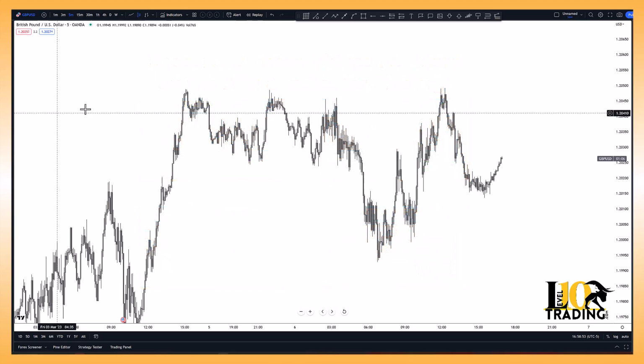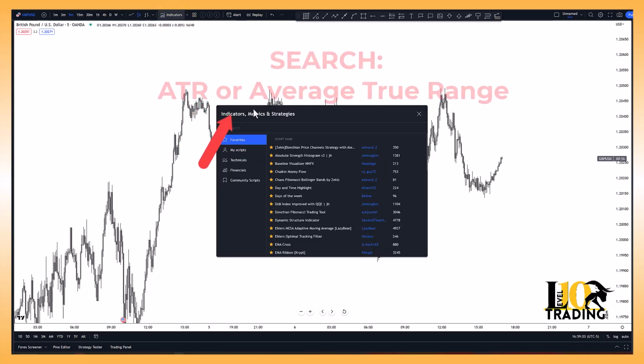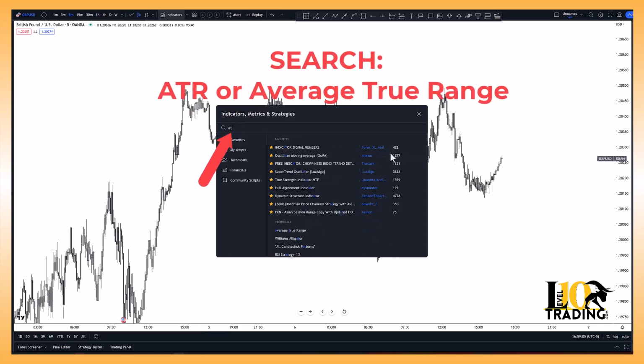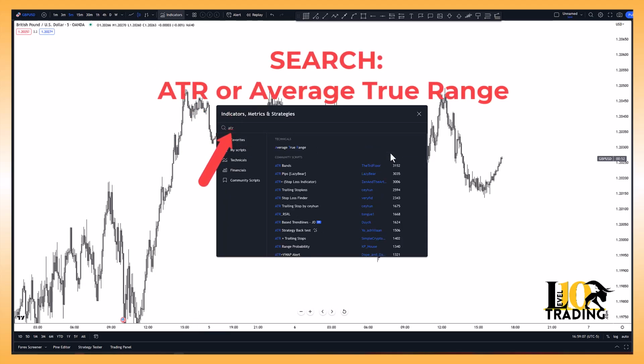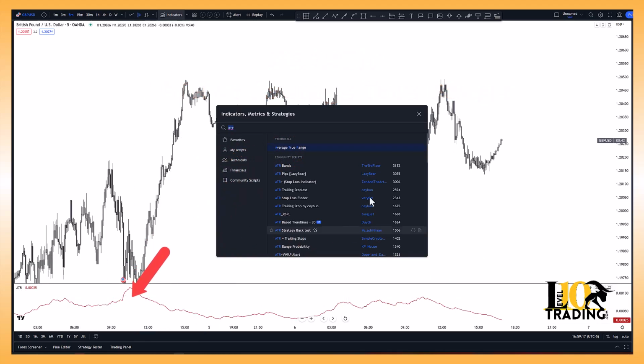So what you're going to do is in TradingView, you're going to come up here to your top line and come over to indicators. Right here on indicators, you're going to click on indicators and go to search, and you can just type in ATR or average true range, and it's going to be the very first thing that comes up here under technicals. All you do is select that and it's going to pop up right here on the bottom of your screen.